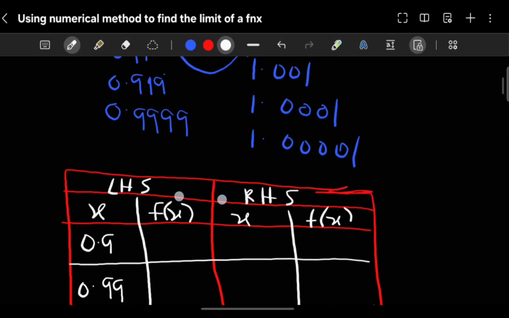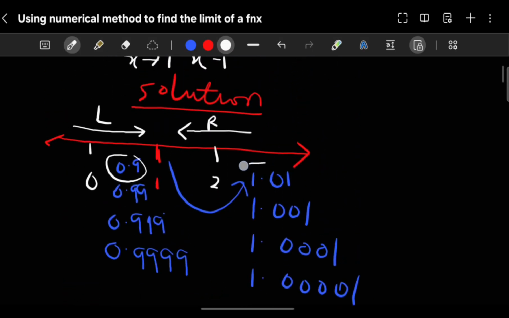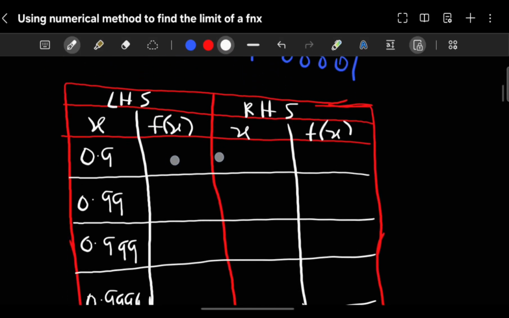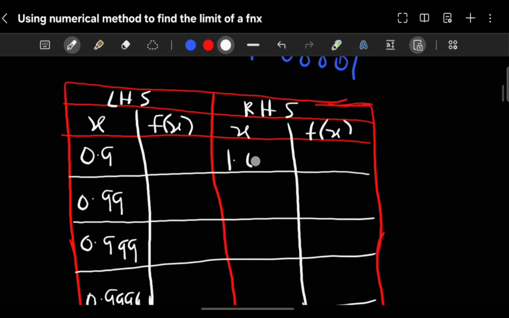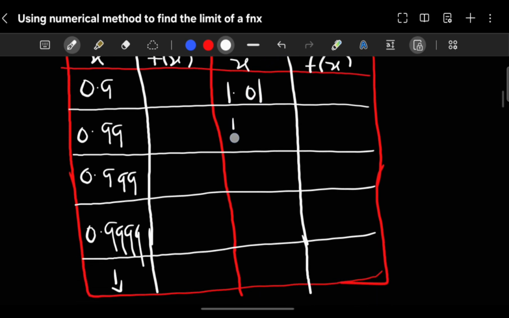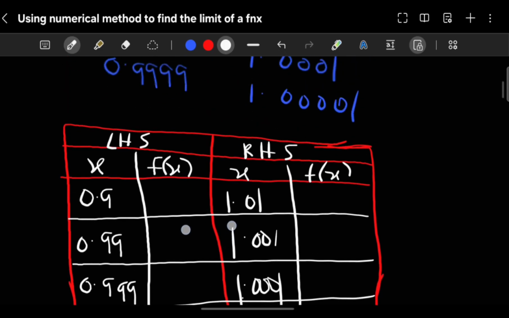On the right hand side, let's make our input. This is our first input. So we put it on the table. So our first input is 1.01. Our next input is 1.001. Then we have 1.0001. We have 1.00001. You get it? And this is what we are going to do.